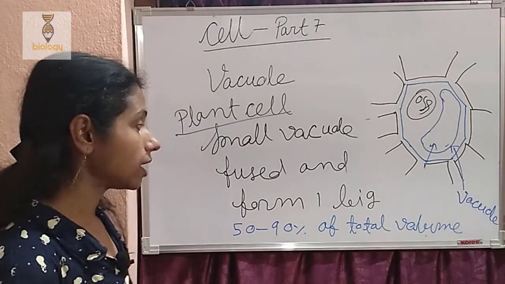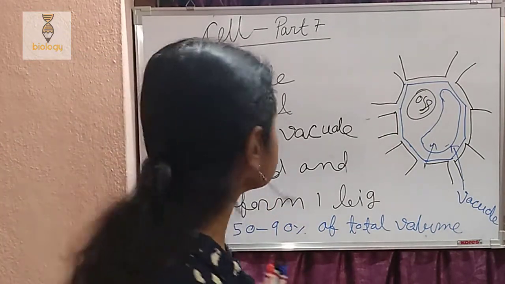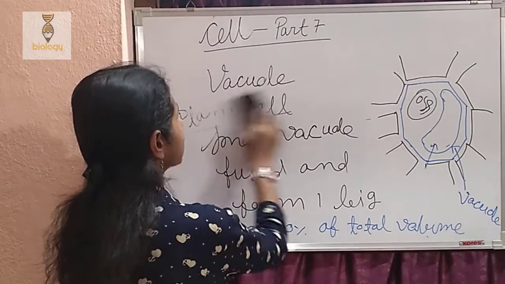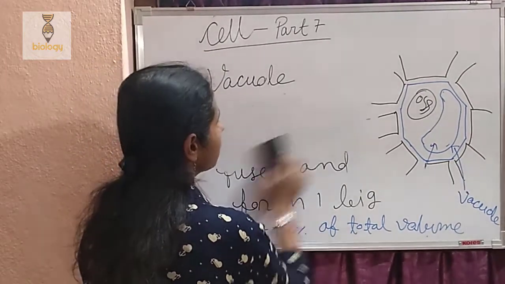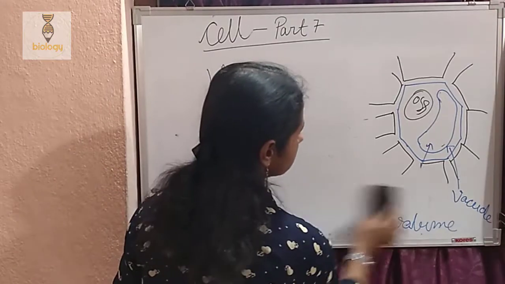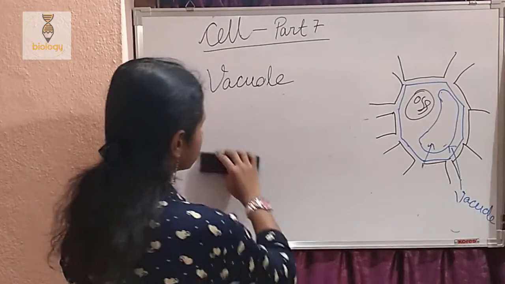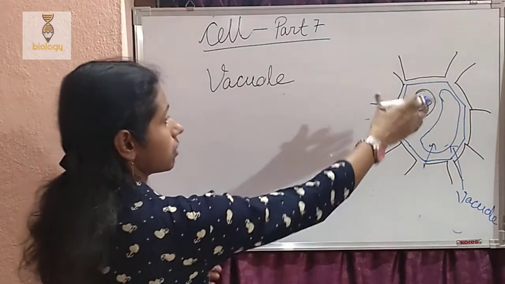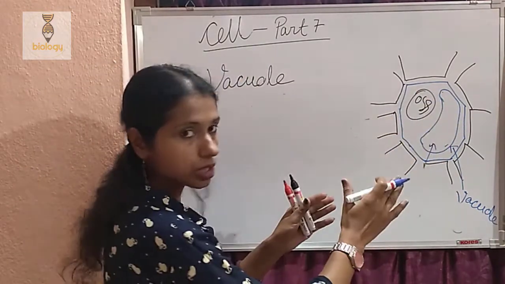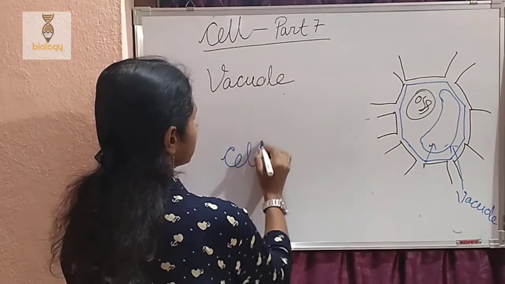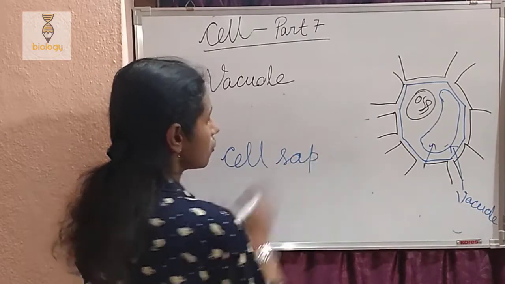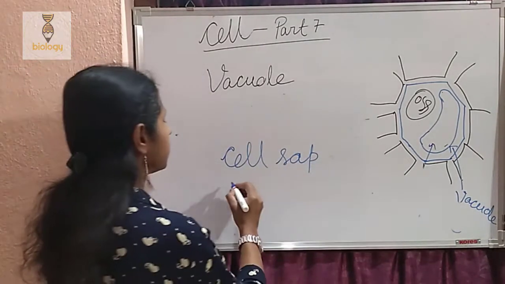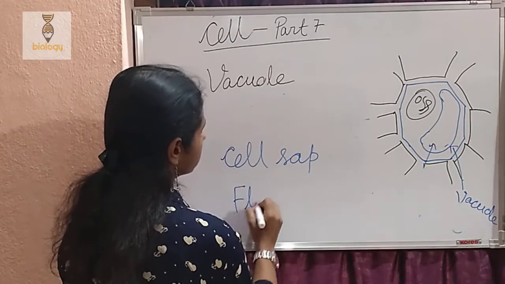Now the important thing is what the vacuole actually does, what part it is taking. As it is a storage material for both solid and liquid, in the plant cell the vacuole is full of cell sap. So now what is cell sap? Cell sap means the fluid present here.